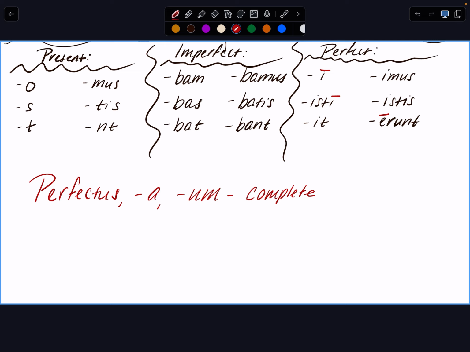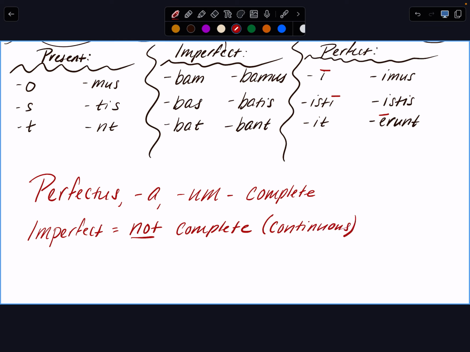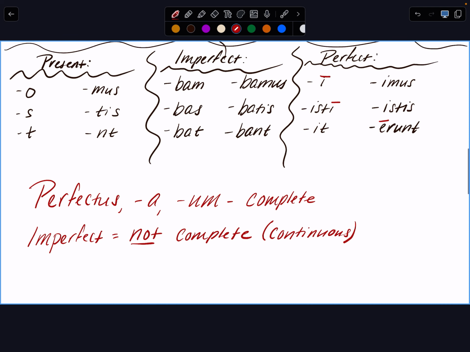Okay, now in English, if you think of it this way, when you add an im in the beginning of something, what does it do to that word? It negates it. Okay, so perfect is complete. Imperfect is not complete. That's just another way of saying continuous. All right, so when we're dealing with the two tenses here, the imperfect is simply continuous action, whereas the perfect tense is complete action. It's done. It's like the simple past in English.